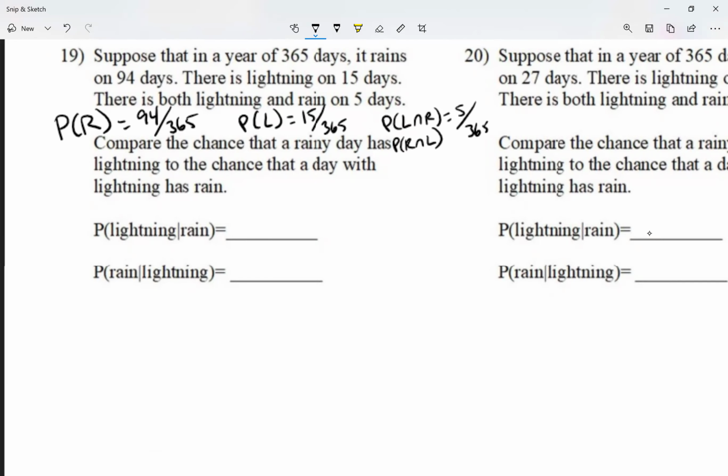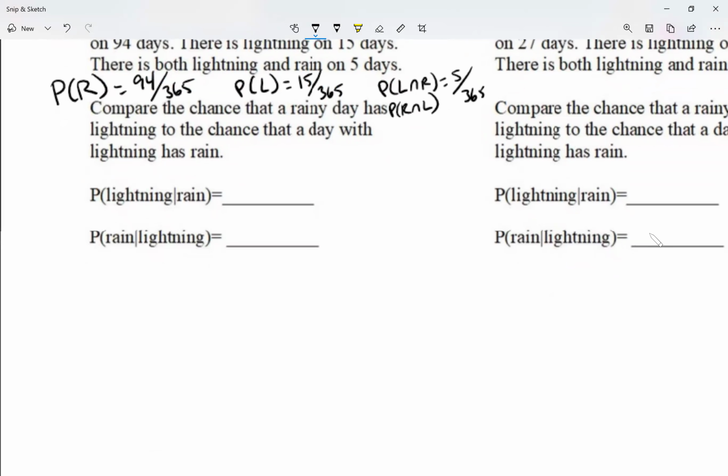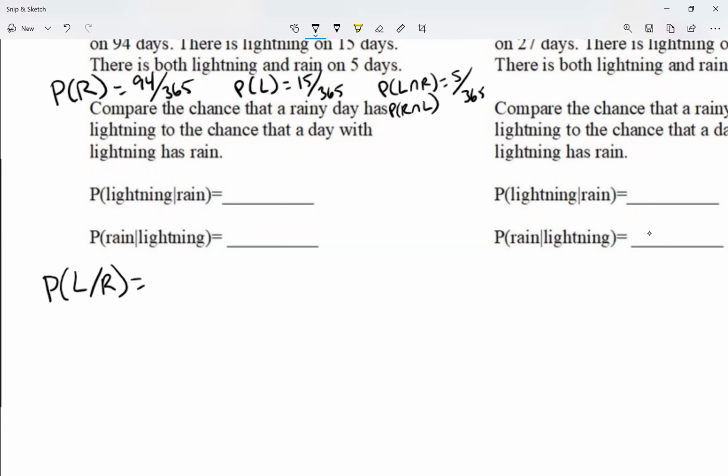Okay, so compare the chance that a rainy day has lightning to the chance that a day with lightning has rain. So for the first one, it's basically asking me probability of lightning given that it rained. So if I see rain, what's the probability it's going to be lightning? So just for me to remember my formulas, probability of lightning given that it rained, I have to get probability of lightning and rain divided by probability of rain.